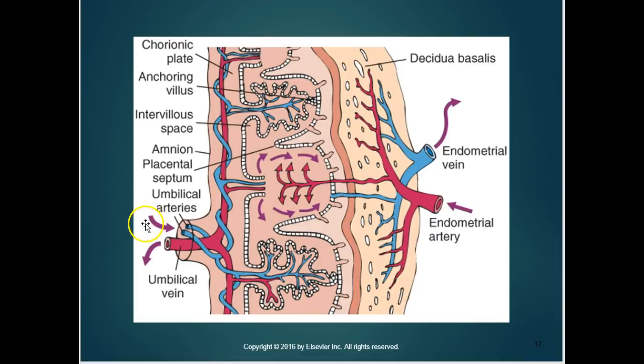Now, when babies have CO2 and waste, it's going to go into the 2 arteries, which are high pressure. It's going to get pushed out in the same fashion, and then moms are going to diffuse it and pick it up via the endometrial vein and take it back to mom for excretion.